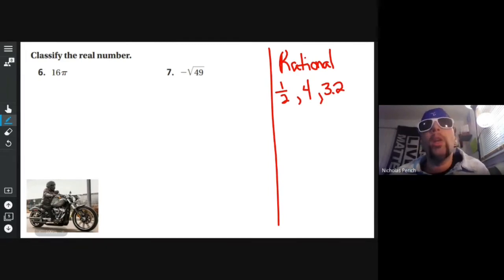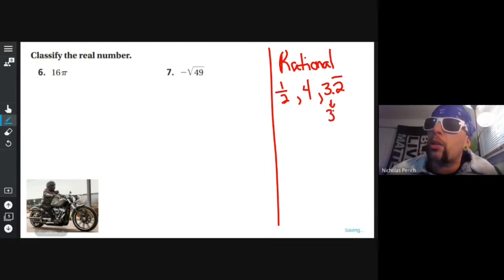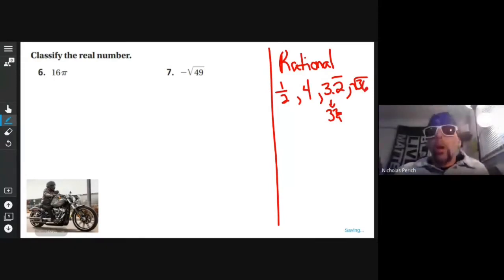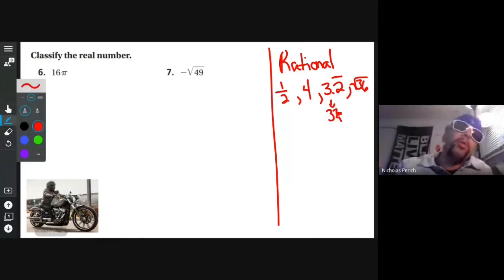If I put the little line over the 2, that's 3.2222222. But Mr. Perich taught you the other day that you can make it over 9 and make it 3 and 2/9. So that's a fraction too. Square root of 36. I know what the square root of 36 is. 6. So those are all rational numbers.